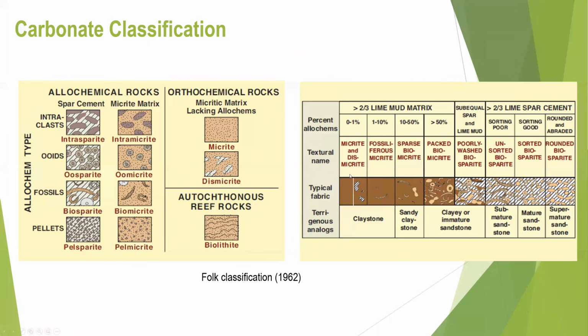So if you have just mud, we say that that's micrite or dismicrite. Dismicrite actually has fenestral porosity that is filled with cement. And otherwise, we use claystone, sandy claystone, or poorly washed biosparite, etc., for those rocks.